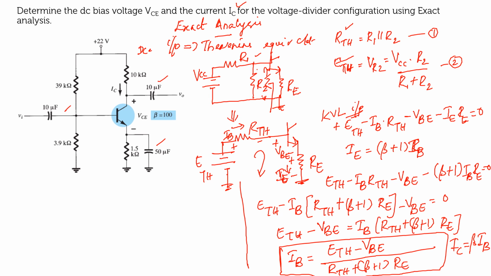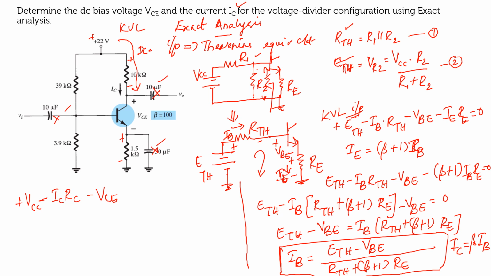Now what will be your VCE? Across the output you have to apply KVL. There is no change, it is similar to that of the previous biasing. So you will get plus VCC, right, here it is plus to minus, so minus IC RC, here it is plus to minus, so minus VCE, here it is plus to minus, so this will be open circuited, right?